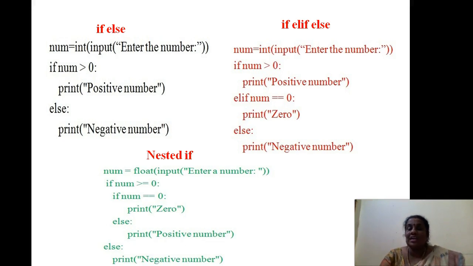To make you very clear about this decision making, the same program has been written using if else, the if elif ladder and also nested if. I think you have understood very clearly when to use if, when to use if else, when to use elif and when to use nested if. Within the same program, to check whether a number is positive or negative, I have given an example using if else, if elif and also nested if. Thank you.